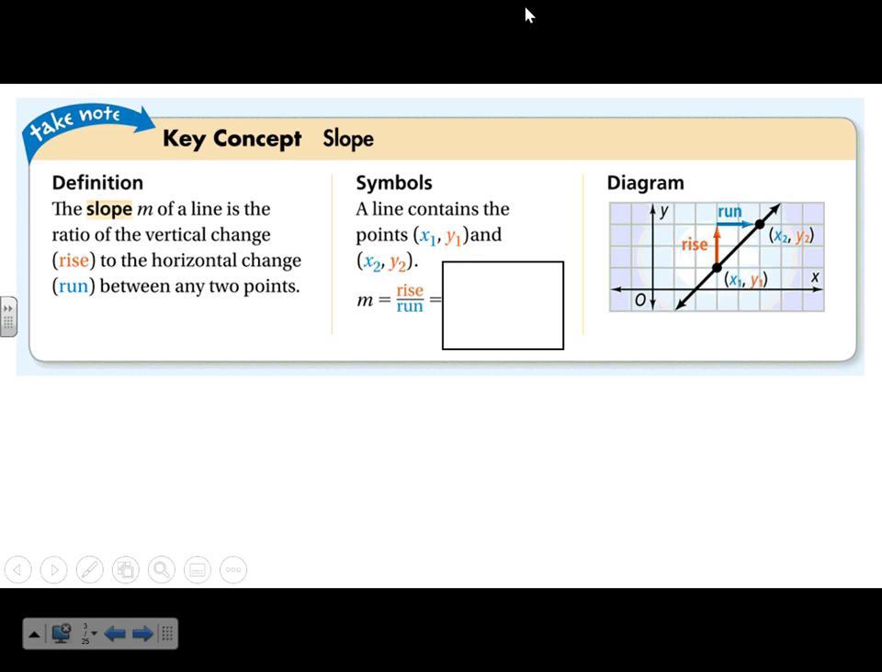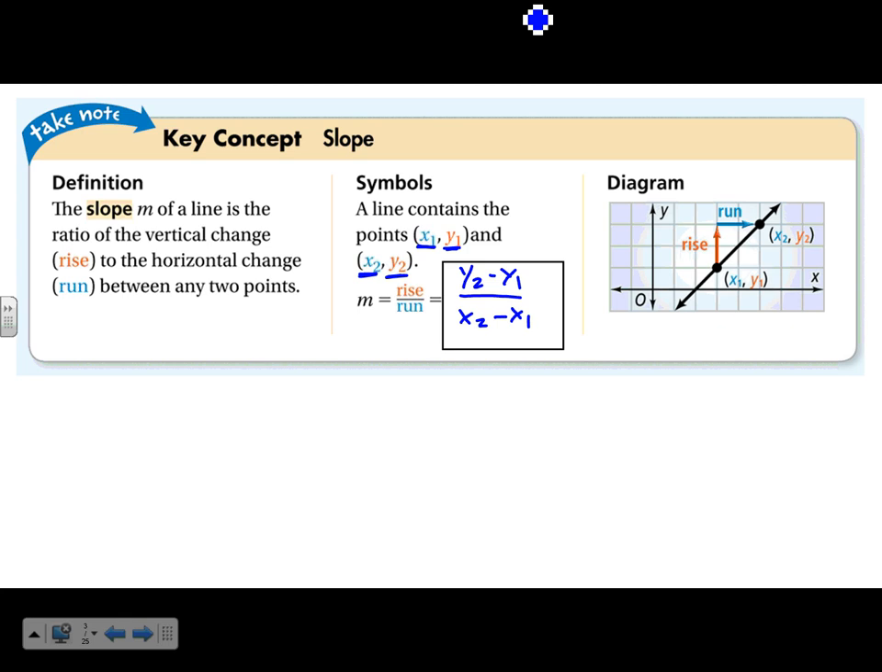So a line contains points x1, y1, and x2, y2. Rise over run is y2 minus y1 over x2 minus x1. Again, the rise is dealing with up and down. That's the y values. And the x1 and y1, they're talking about the x of your first point, the y of your first point. The x of your second point, the y of your second point.